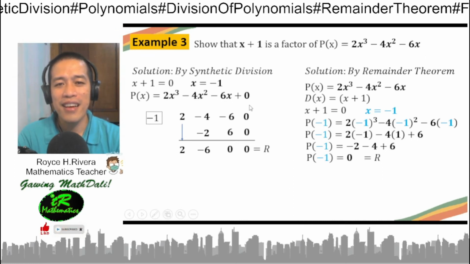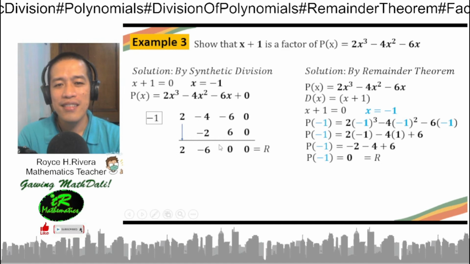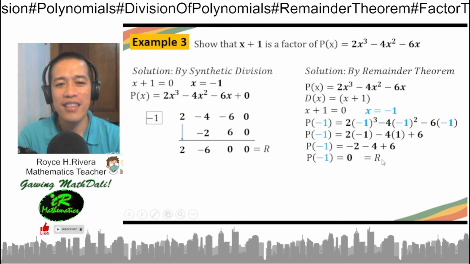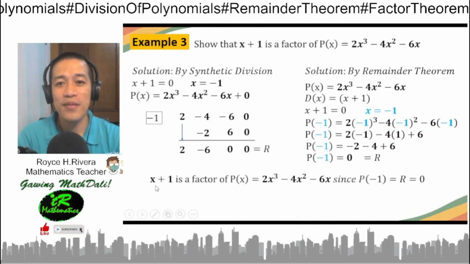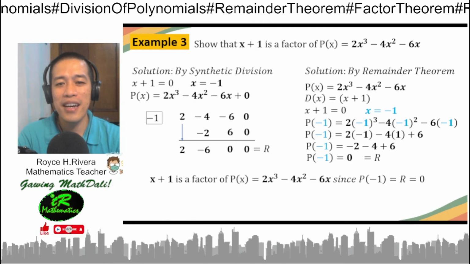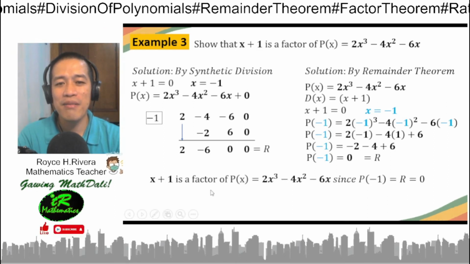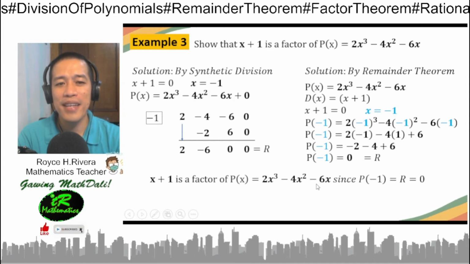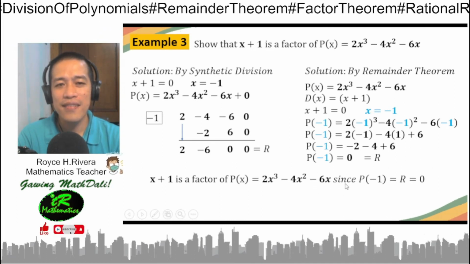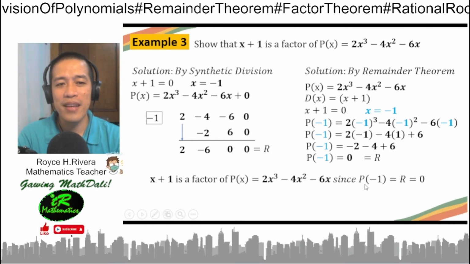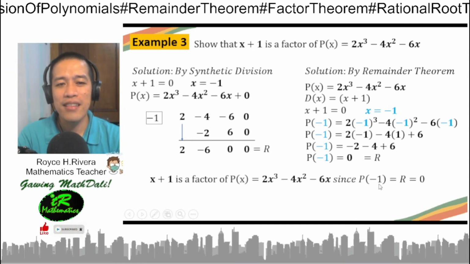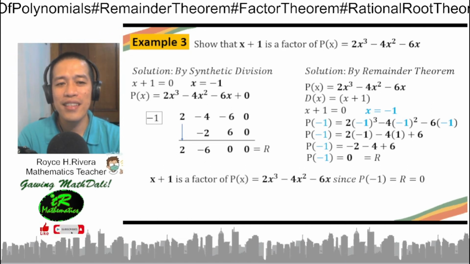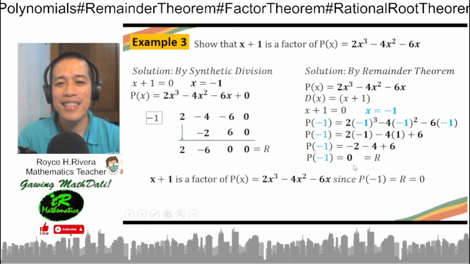We obtain a remainder of 0 in both synthetic division and the remainder theorem. So finally, we can write x plus 1 is a factor of the polynomial 2x raised to 3 minus 4x squared minus 6x, since in the remainder theorem, p of -1 is equal to the remainder in the synthetic division, and the remainder is 0.